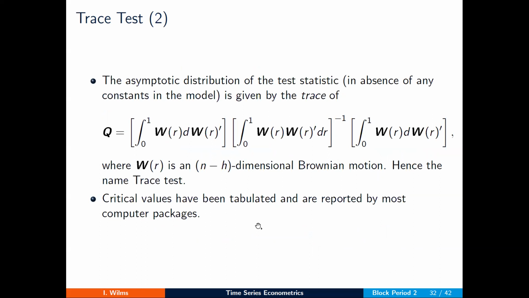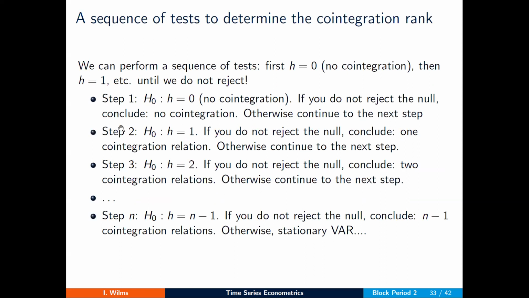How to perform inference? Well, the asymptotic distribution of the test statistic is given by the trace of this expression over here. Hence the name trace test. You again see Brownian motions popping up since we have non-stationarity, but we won't go over the details here. Critical values are tabulated in software packages such as R. What is more convenient and important for us to know is how we should use this trace test in practice to determine the cointegrating rank.